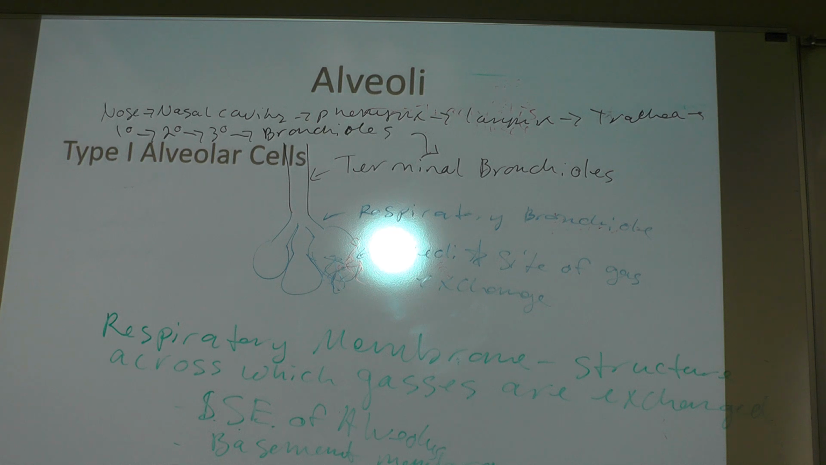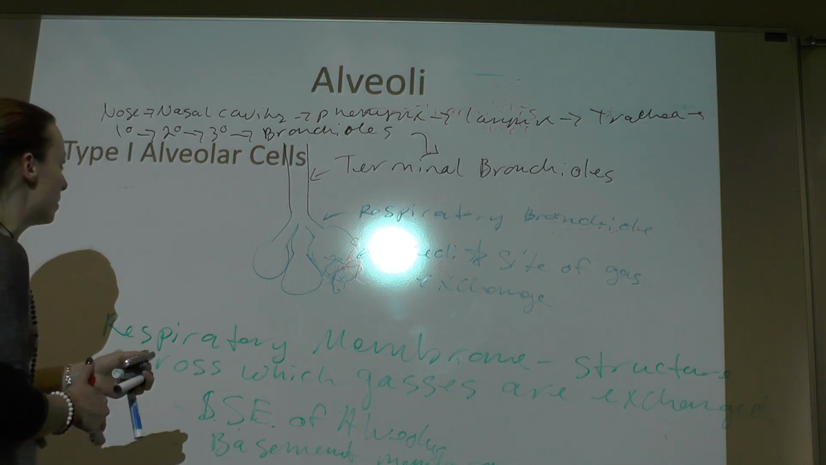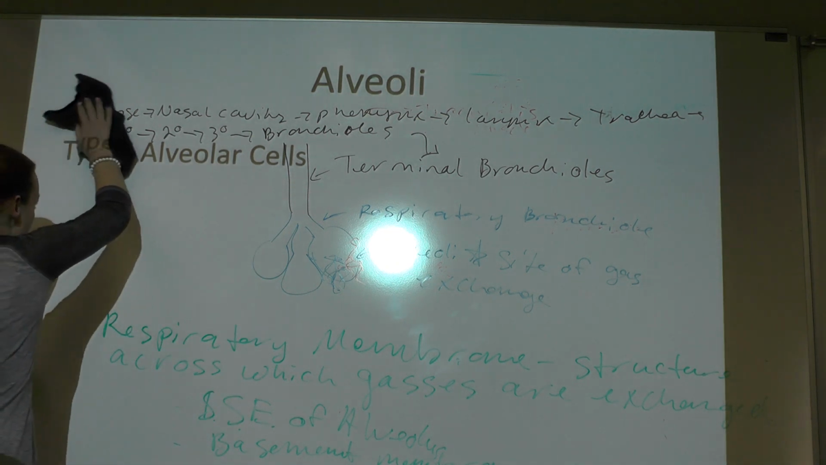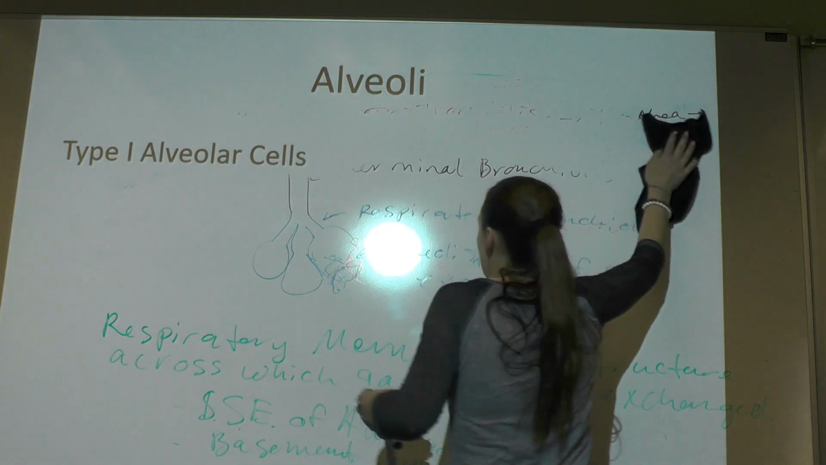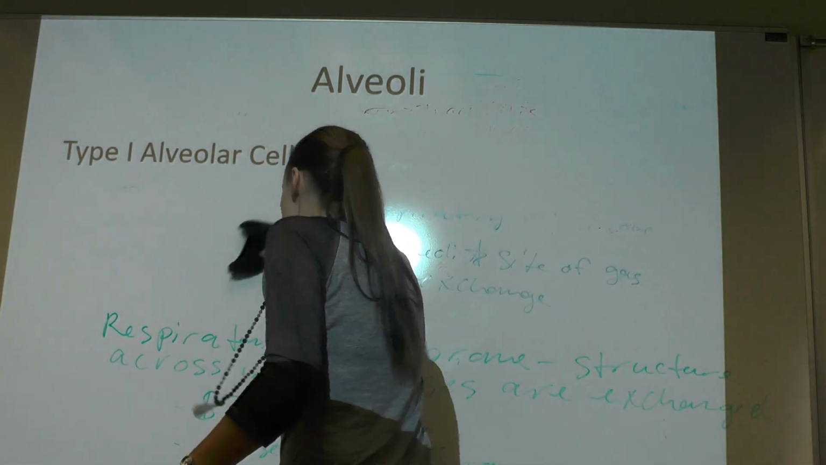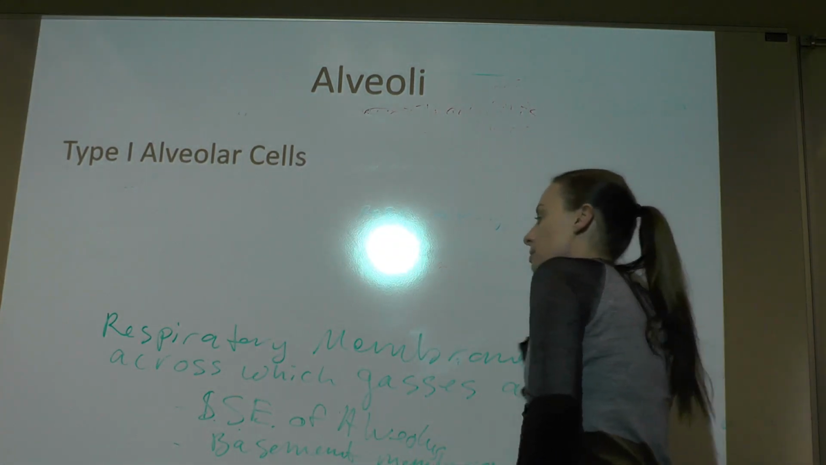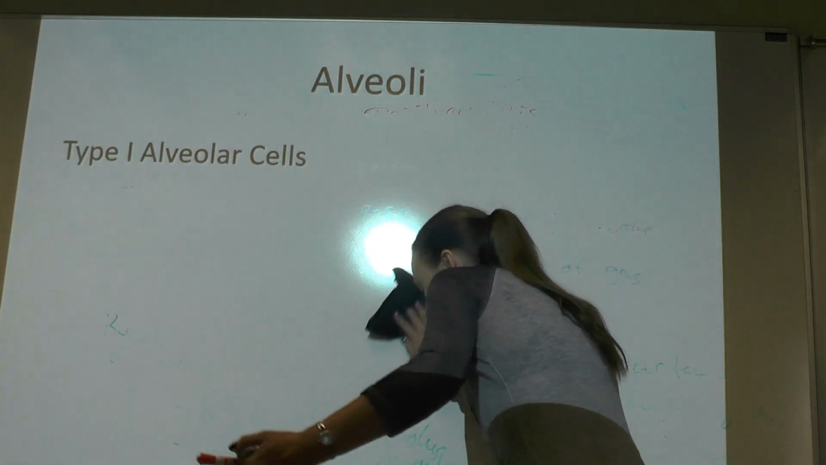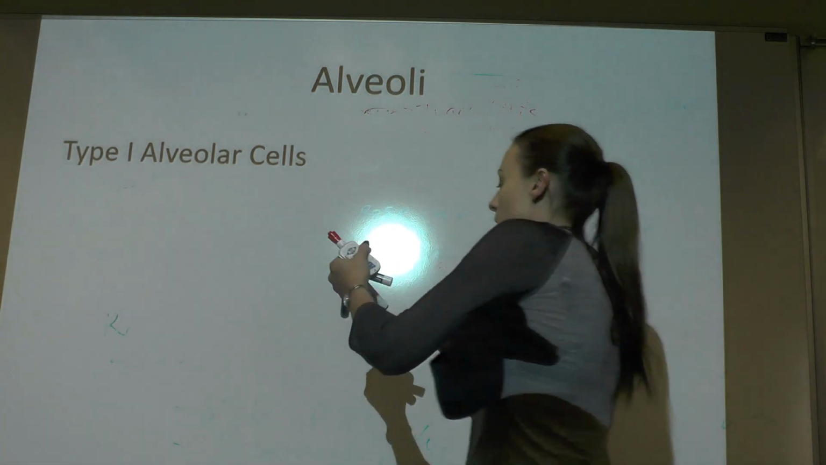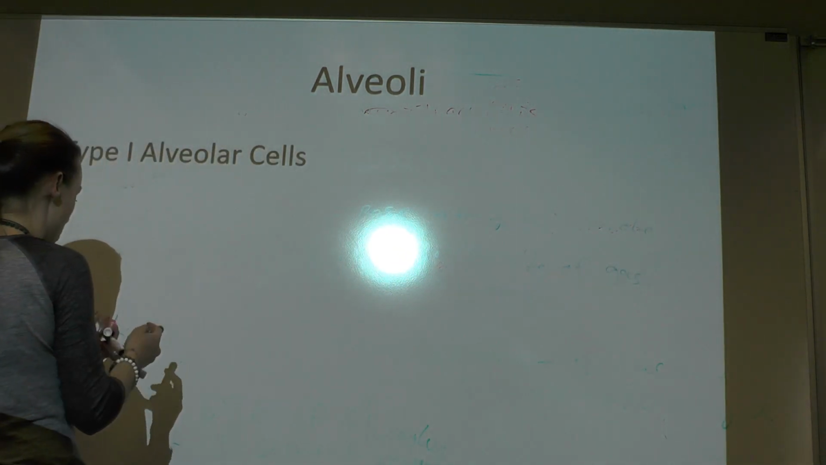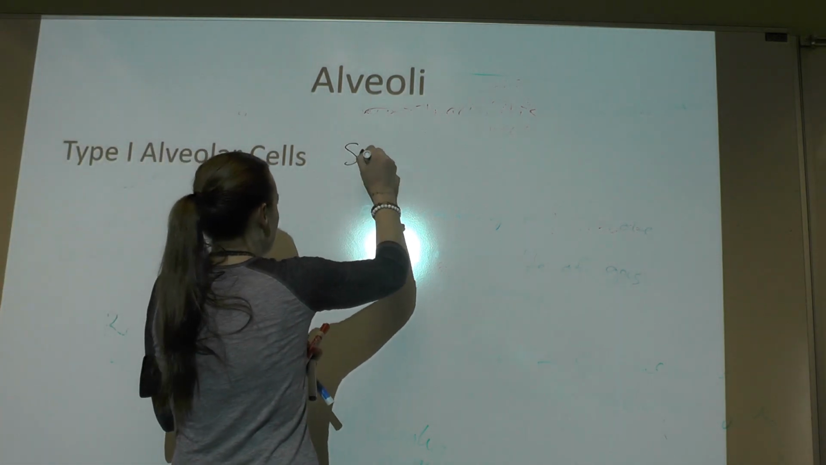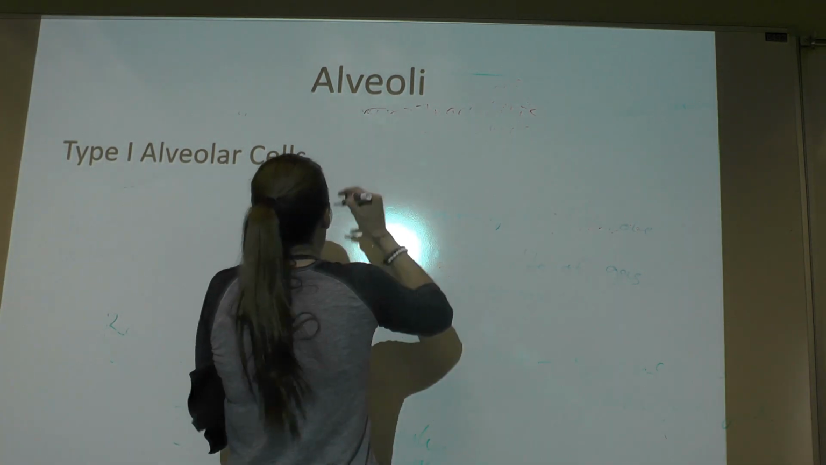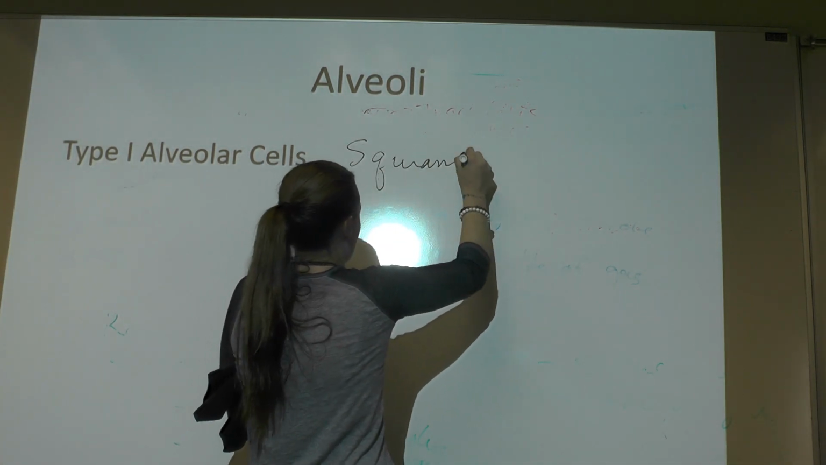How about these alveoli? What are they made of? Well, simple squamous epithelial cells called type 1 alveolar cells. Type 1 alveolar cells are the simple squamous epithelial cells that make up the majority of the wall of the alveolus. They're the squamous cells that make up the wall of the alveolus.